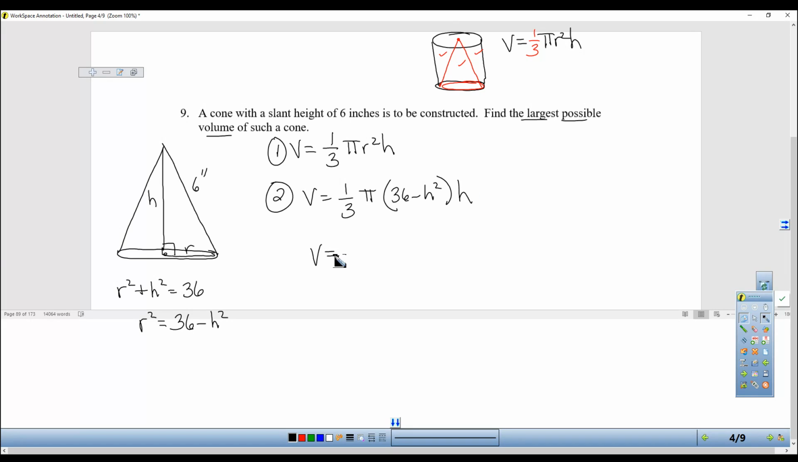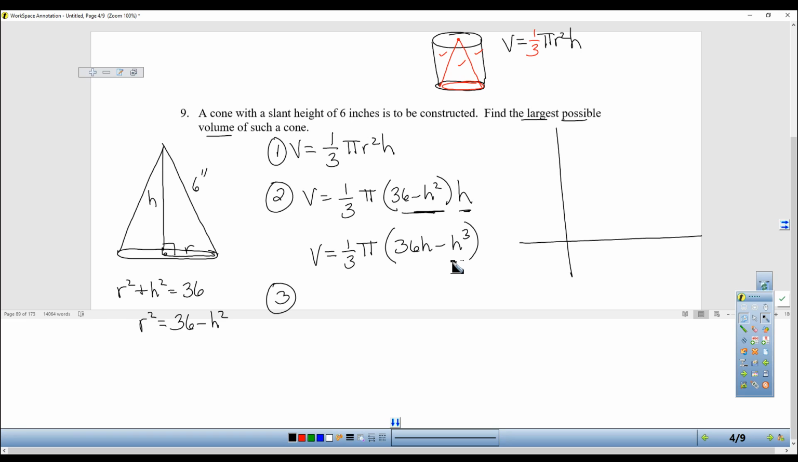I'm going to simplify that a little bit. 1/3 pi is a constant, so I'm not going to touch it, but I don't want to have to do product rule. So I am going to multiply this part together. Step 3, take the derivative. Sorry, one more time, got to do it.